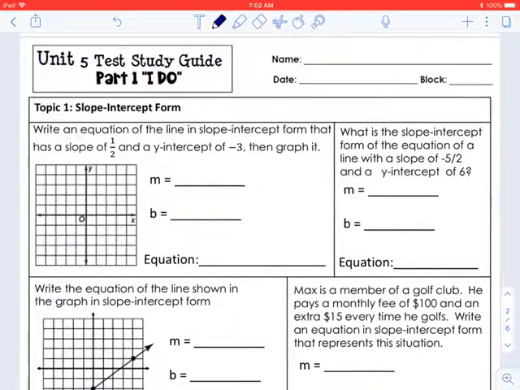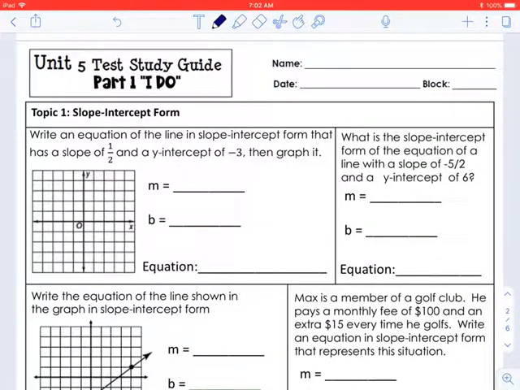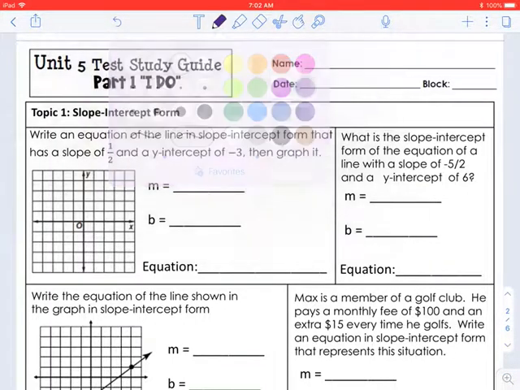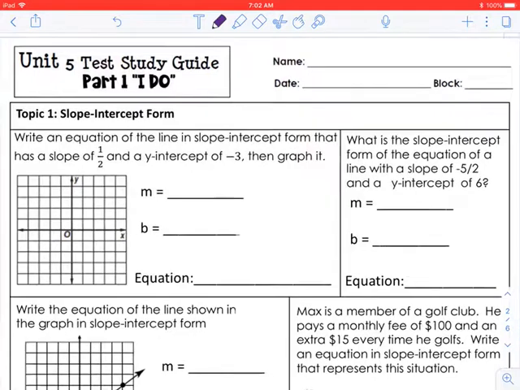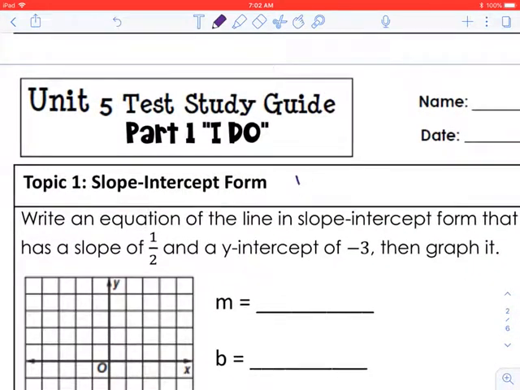All right, Algebra 1, we're getting ready for our Chapter 5 test. This is over slope-intercept form and finding equations from a different form to get it into slope-intercept form. So the equation we want in the end is pretty much going to be this every time: y equals mx plus b.